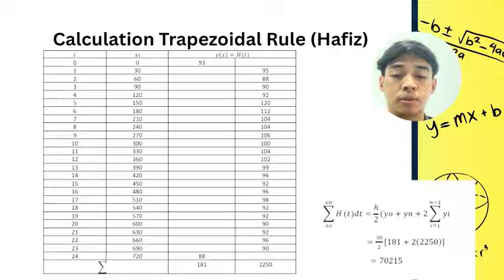181. The sum of all intermediate values is 2250. Substituting this into the formula, the total workload is 70,215 BPM per second. This represents the overall cardiovascular workload of Hafiz throughout the entire session.